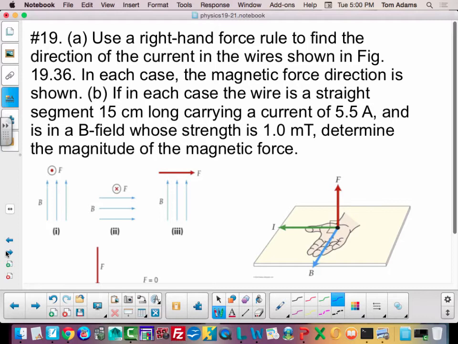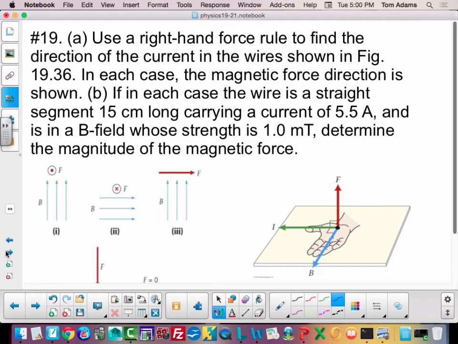Part B says in each case, the wire is a straight segment 15 centimeters long, carrying a current of 5.5 amps, in a magnetic field whose strength is 1 millitesla. Determine the magnitude of the magnetic force. All right, so let's do part A.